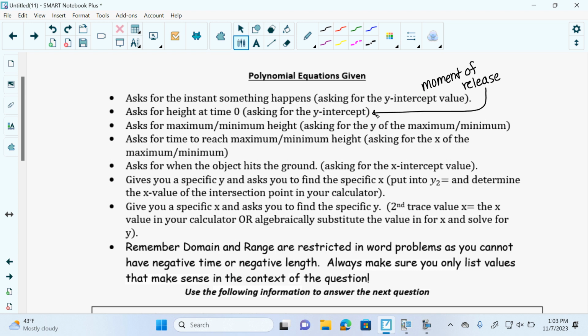If it asks for the maximum or minimum height, they're asking you for the y of the maximum or minimum. If it asks you for time to reach max or min, they're asking you for the x of the max or minimum. Ask for when the object hits the ground, they're asking you for the x-intercept. If it gives you a specific y and asks you to find the specific x, you put it into y2 and determine the x value of the intersection. If it gives you a specific x and asks for a specific y, then you use second trace value x equals, and then you put that value in and find out what the y is.